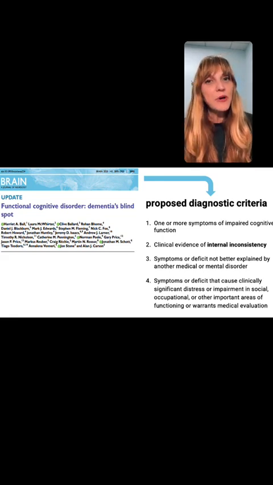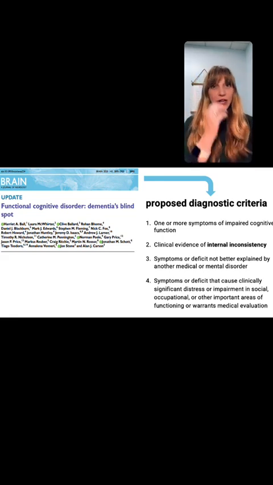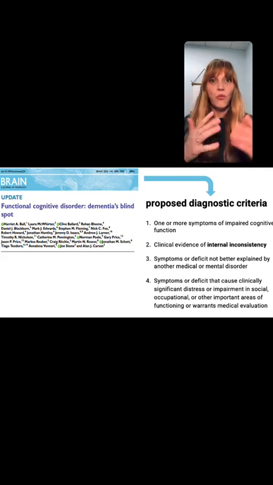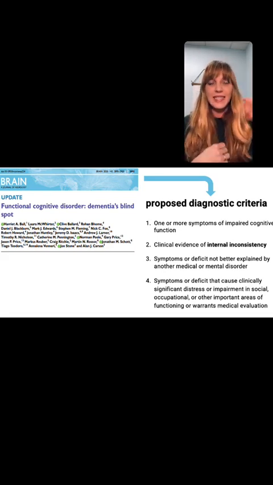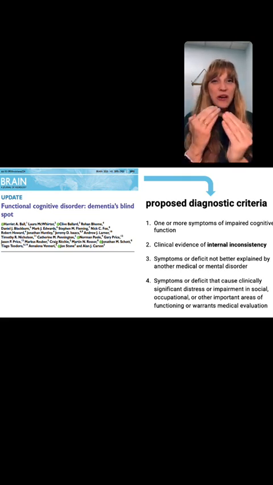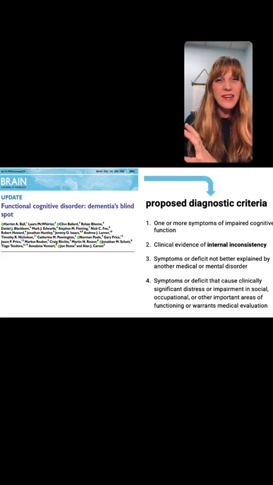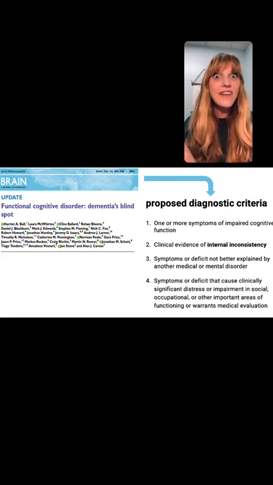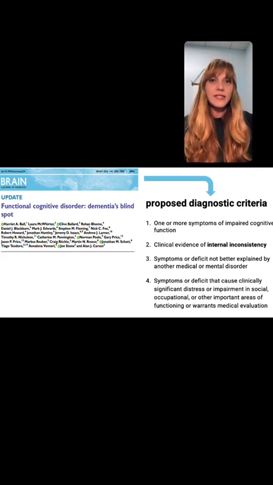And here's where they propose the diagnostic criteria. So, one or more symptoms of impaired cognitive function. Second, clinical evidence of internal inconsistency. And so this is what I was talking about in that table to compare and contrast consistent findings on testing and consistent findings on the person's story and symptoms.